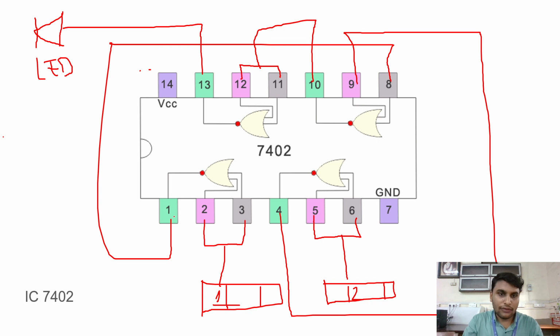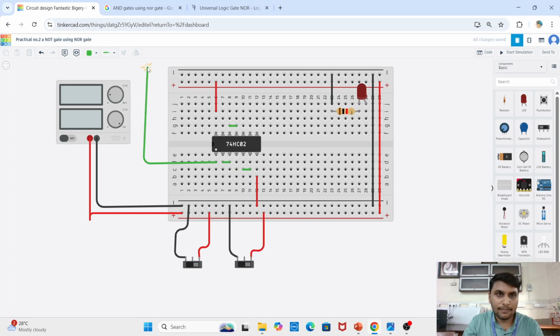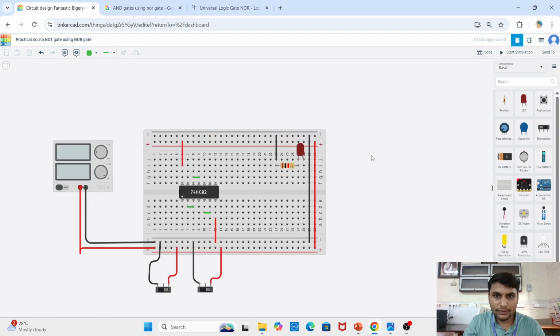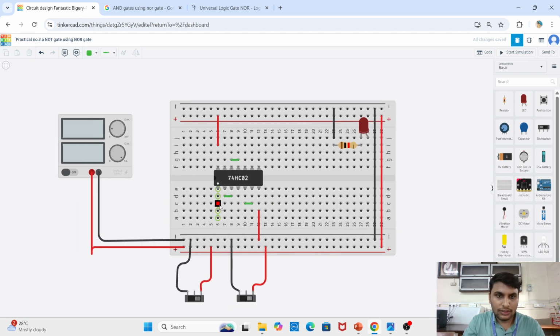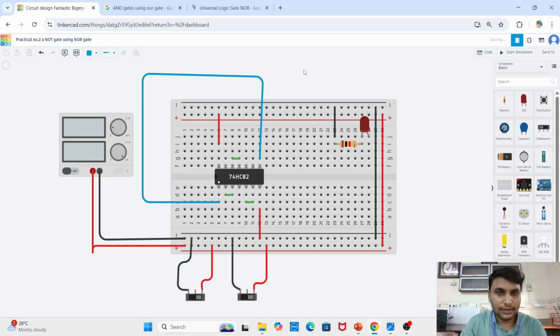Now the output of the first gate will go to the input of the third gate. Okay, so from pin number 1, it goes to pin number 8. Pin number 1 is the output of the first gate, and that goes to pin number 8. Pin number 8 is basically the first input of the third gate, right?